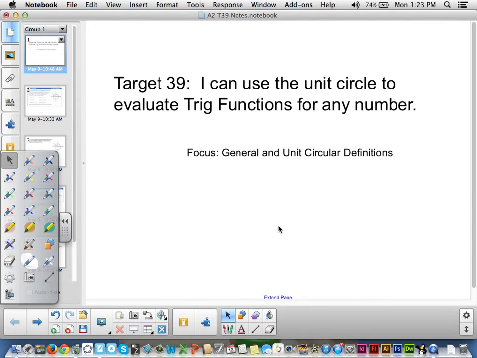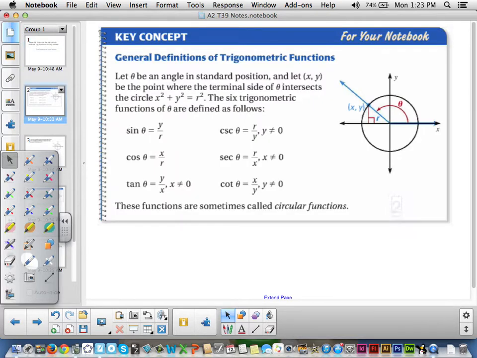Algebra 2, target 39. I can use the unit circle to evaluate trig functions for any number. Today the focus is going to be on general definitions and the unit circle definitions. Now, we can take any angle and find a trig function for it. Generally what we do, we draw our triangle in a circle.